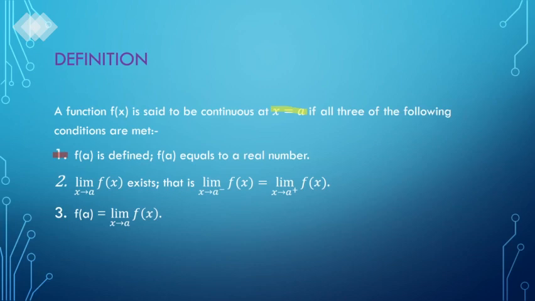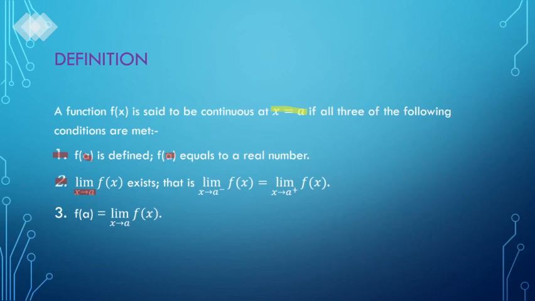Okay, f(a) is defined. What is defined? Defined is f(a) equals a real number. So first we substitute x with a. And then for condition number 2, limit f(x) as x approaches a exists. What is the meaning of exists?